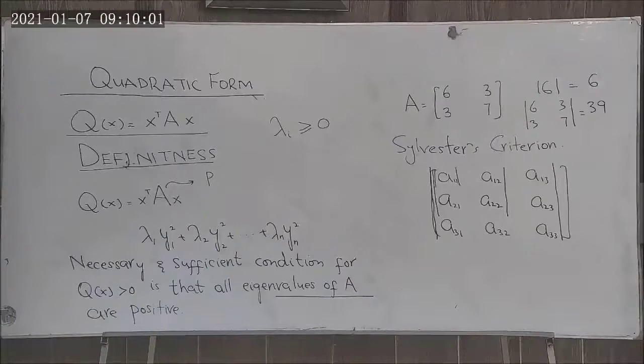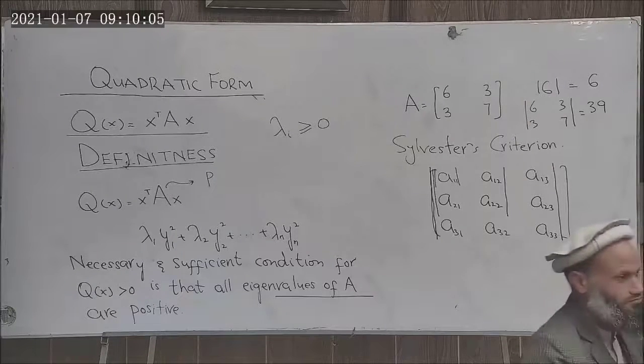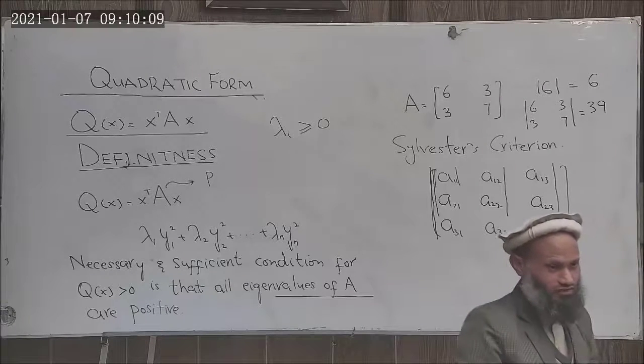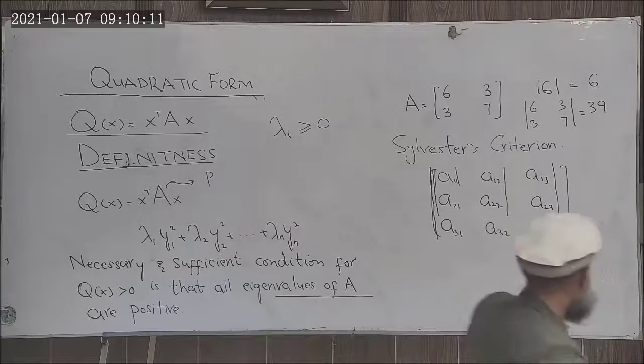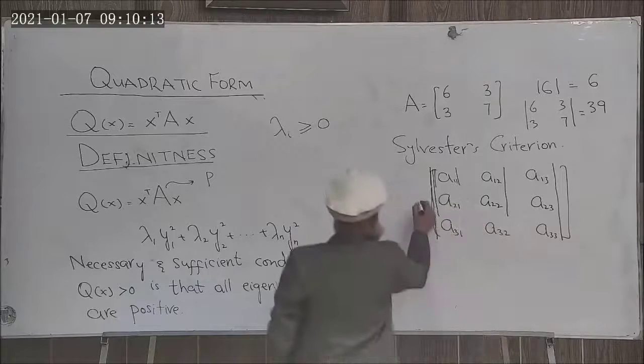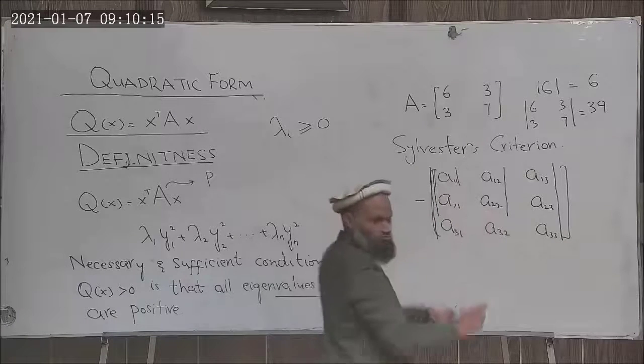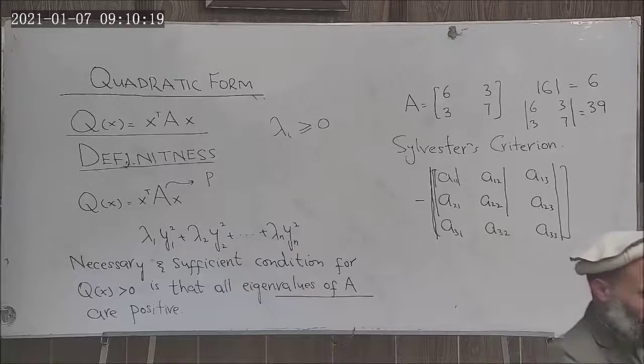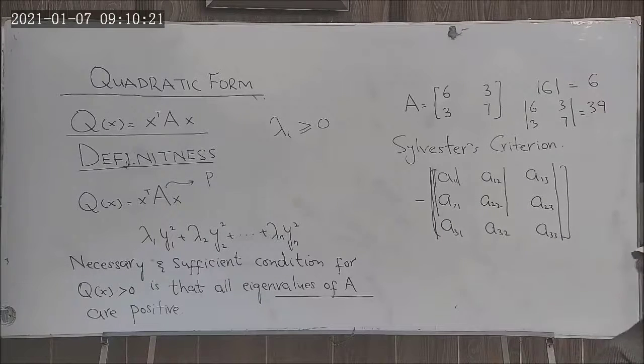To check the negative definiteness of a matrix, how can you proceed? If you want to check negative definiteness of a matrix, only check the definiteness of minus 1 multiplied by that matrix. If that matrix is positive definite, then the actual matrix will be negative definite. That is easier. Otherwise, there is another Sylvester criterion to check negative definiteness.